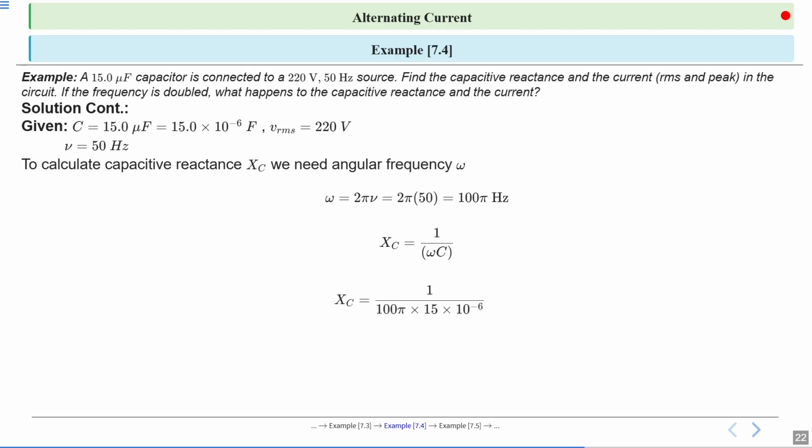So Xc will be equal to 1 by omega C. What is omega? 100 pi hertz. So 100 pi into C. What is C? 15 into 10 to the power minus 6 farad. So Xc will be equal to 212 ohm.